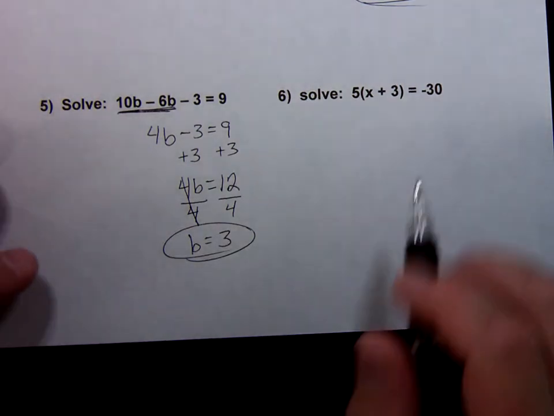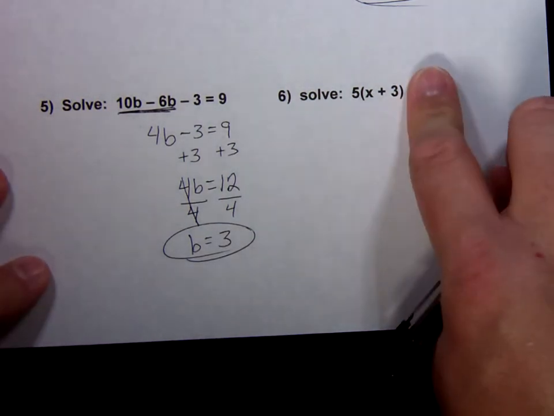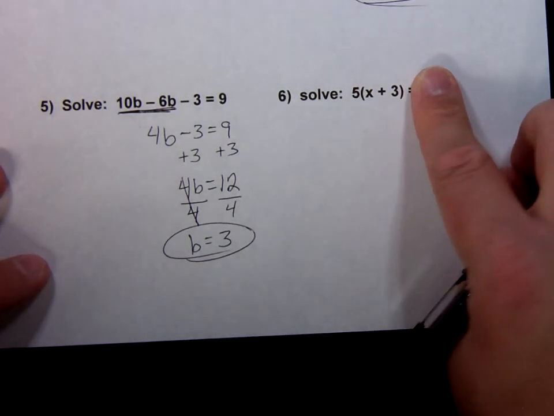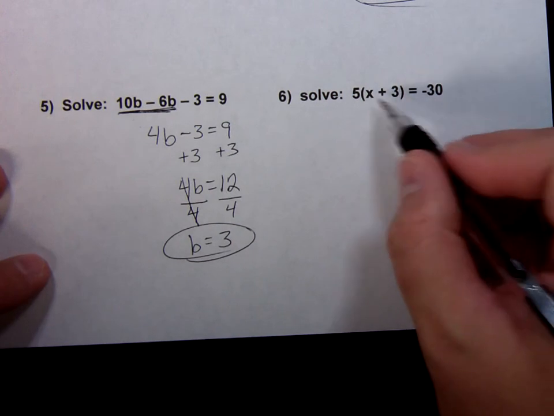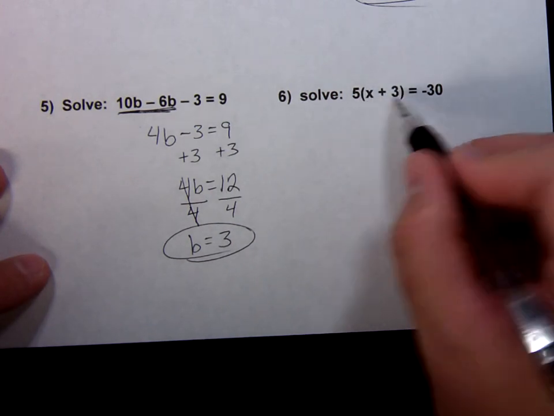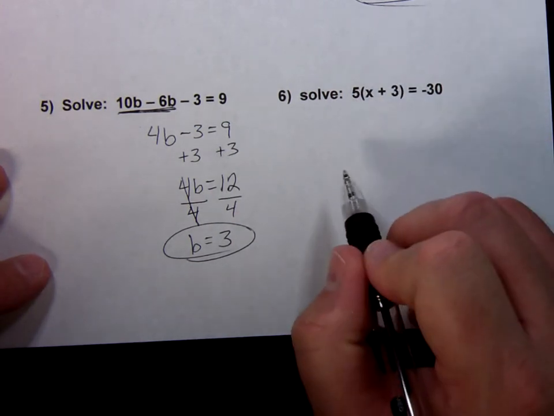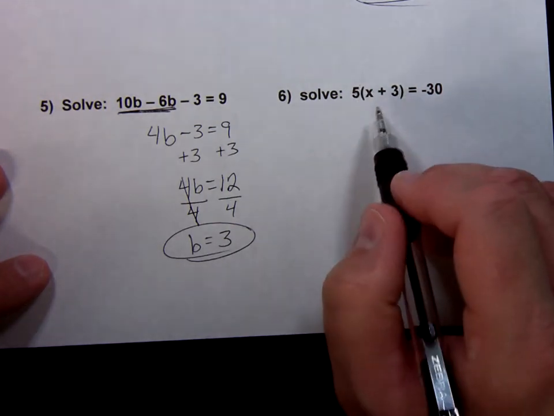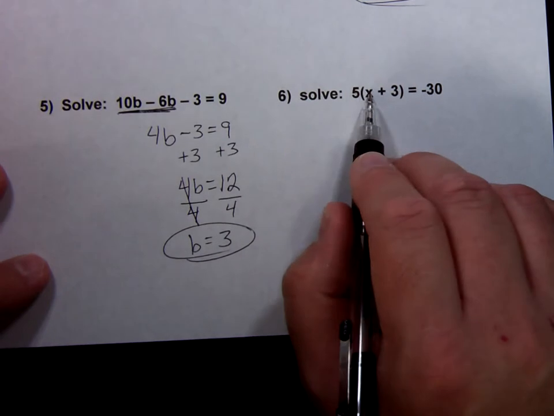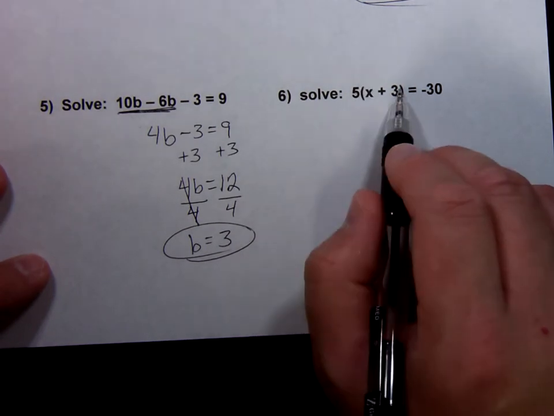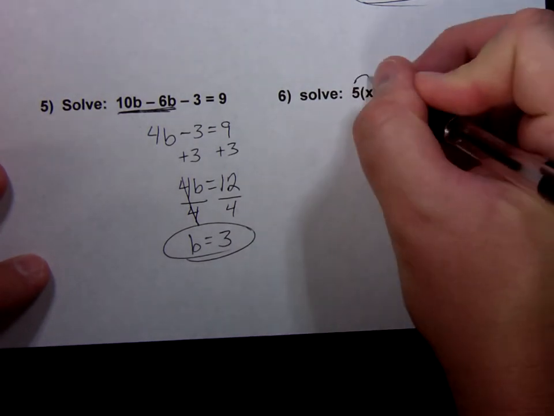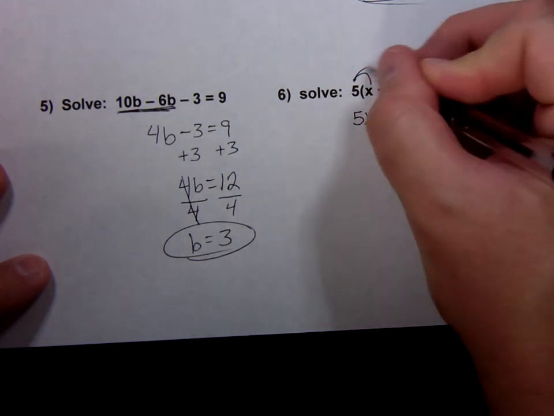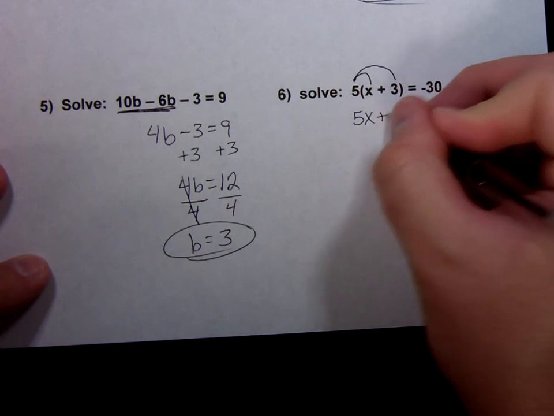Alright, number 6. Left side of the equation is not simplified yet. This is our first example of distributing. Notice the parentheses here. All of x plus 3 is being multiplied by 5. To make that happen, we have to distribute that multiplication. We need to make sure that the 5 multiplies times the x, and the 5 also multiplies times the 3. This is called distributing. 5 times x is 5x, and 5 times 3 is 15.